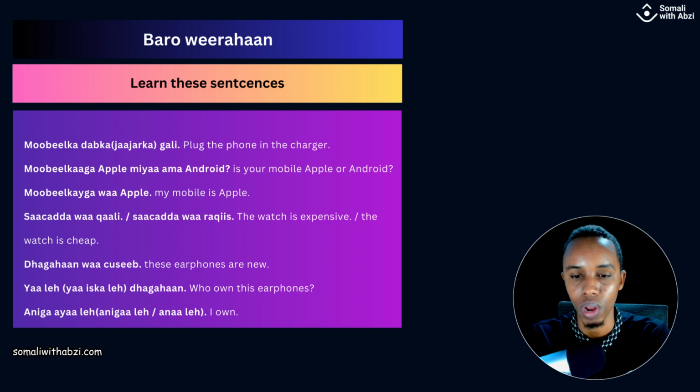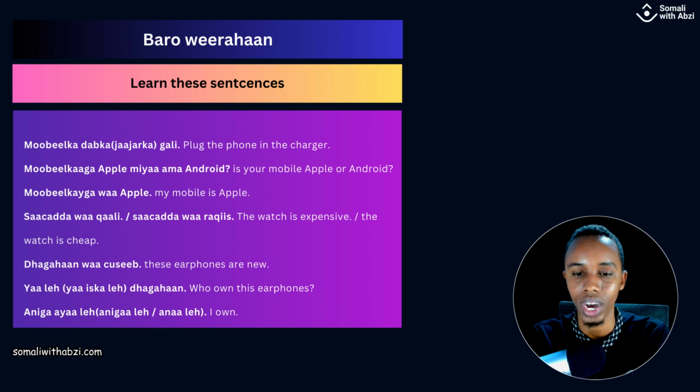And mobilkaaga Apple miyaa ama Android? You can use this to compare, like asking questions. You can also say Abdi miyaa ama Farah. Is it Abdi or Farah? You can also say laptopkaaga Microsoft miyaa ama Mac waaye, like that. You can just use your own sentences. Yeah, mobilkayga waa Apple. You can also say mobilkayga waa Samsung and so on. Just use my eiga at the end. We learned that one in the previous lessons. You always need to watch that if you didn't watch.